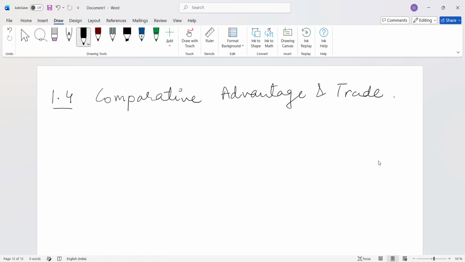I'll be doing comparative advantage and trade. That's 1.4 of AP Microeconomics. If you remember, I'm continuing with my unit 1 of AP Microeconomics, and today I'll be doing 1.4, which is comparative advantage and trade.